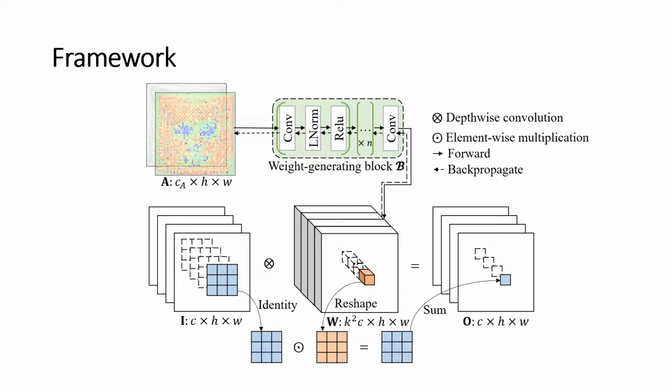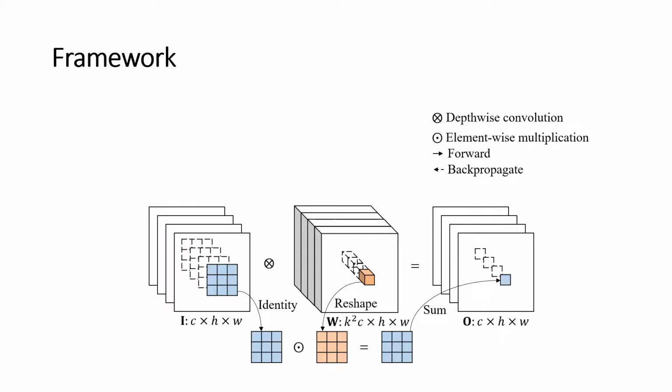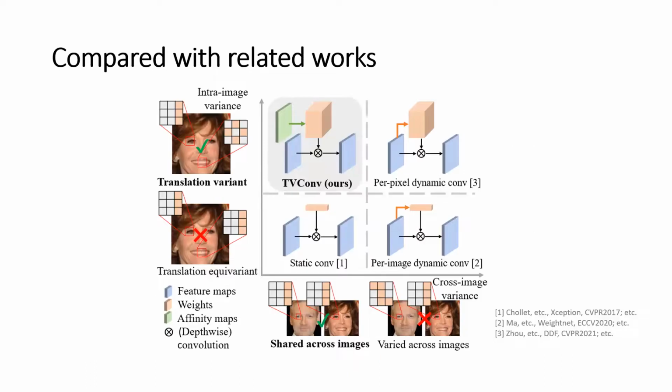The affinity maps depict pixel paired relationships gracefully and are automatically learned from the training data. For testing, the weight generating process can be performed only once as initialization. The weights produced are then cached in memory, allowing them to be fetched efficiently for subsequent computings. We compare TVConv against the static convolution, per image dynamic convolution, and per pixel dynamic convolution in terms of the translation and sharing properties. And we claim that only TVConv fits into the layout-specific tasks.